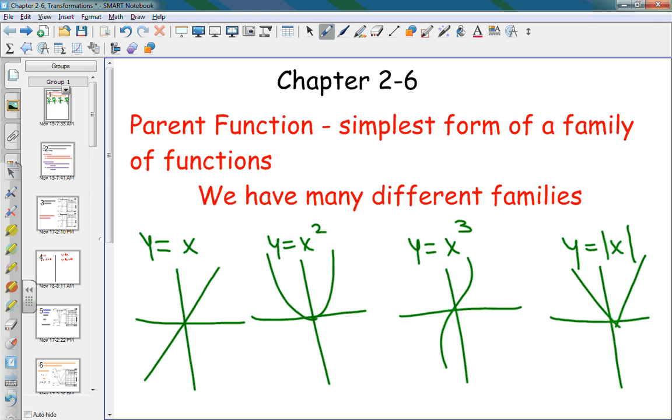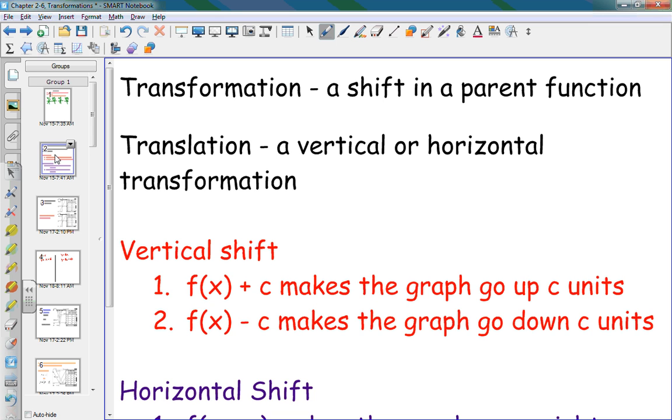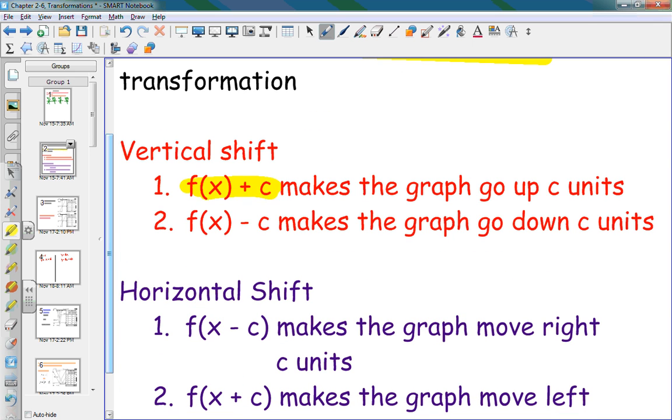Okay, now, transformation. A transformation is a shift in a parent function. However, a translation is a vertical or a horizontal shift. That's important. All these terms today are very important, because you need to know them. If I have f of x plus the value c, we have what we call a vertical shift. That vertical shift is moved up c units.